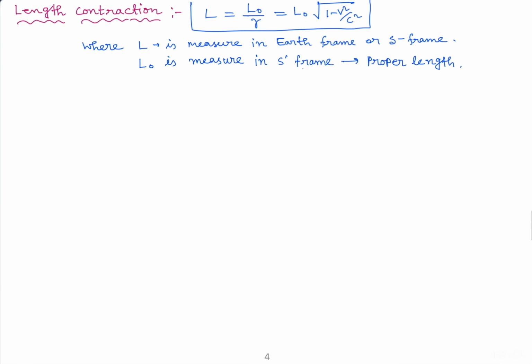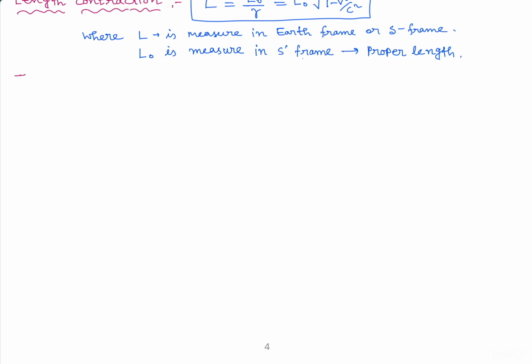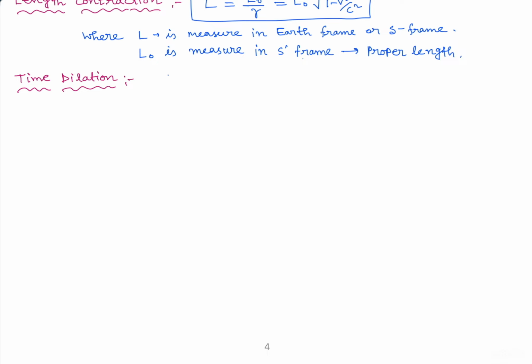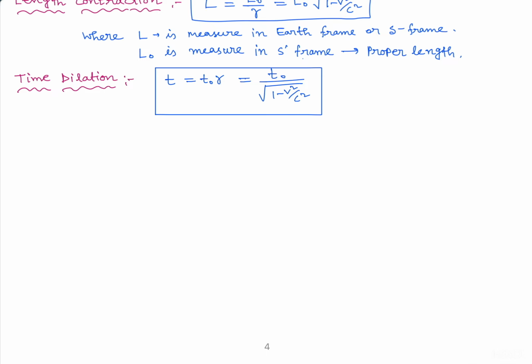Next we see time dilation. T equals T0 gamma, or T0 by root over 1 minus v square by c square. Here also T is measured in the S frame and T0 is measured in the S' frame.